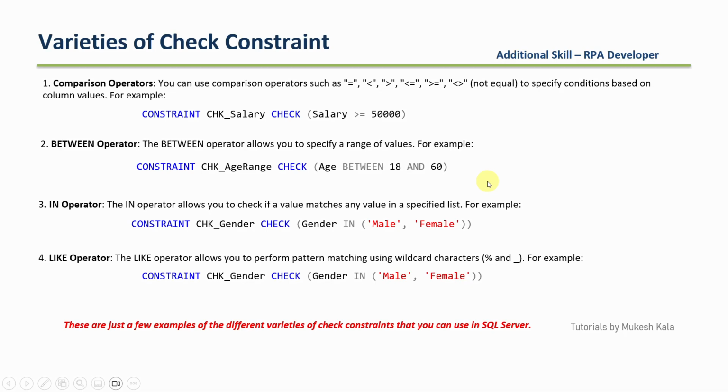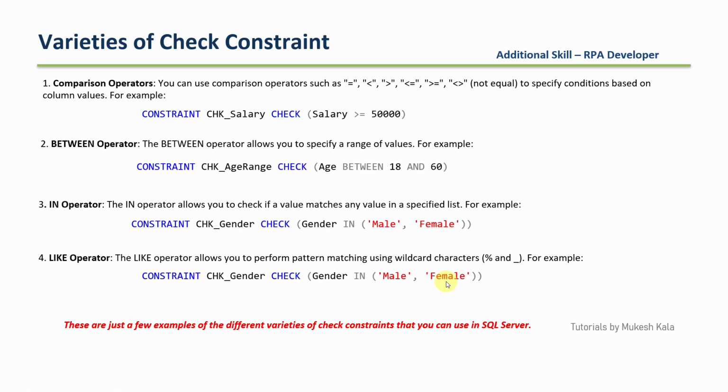How does the like operator work? That works with the help of wildcards. So I can simply add a constraint, right? Constraint, check the gender, check gender in, and you can use the wildcards as well. The possibilities are endless, but the concept is simple. The result should be a boolean, either true or false.